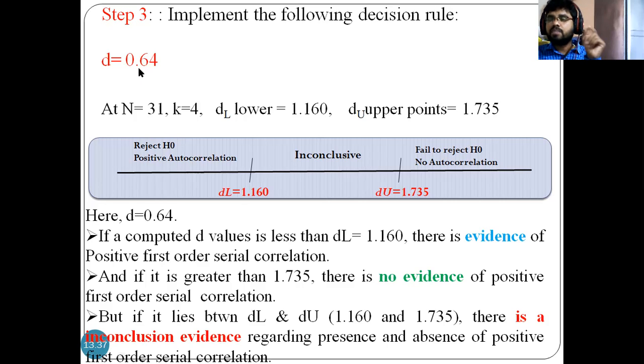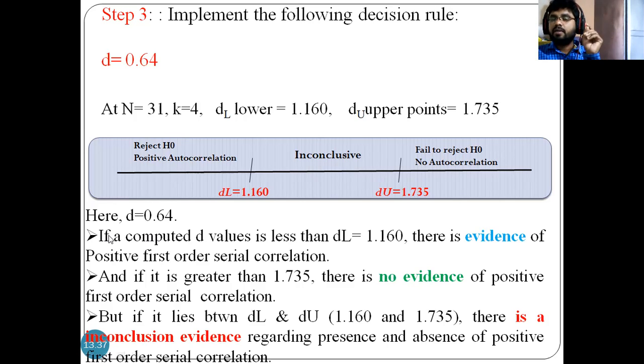If D is equal to something, for example 1.2, how can we take a decision? If it is 1.2, we cannot take any decision, because we cannot tell whether our hypothesis is rejected or accepted. The test is inconclusive. But if D is more than, for example, 2 or 3, we can fail to reject our hypothesis. In that case only, we will take a decision.